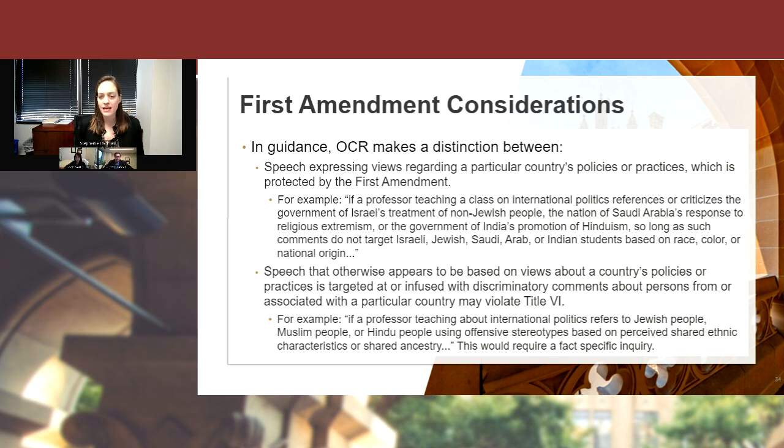OCR has guidance on this, and they make a distinction between speech expressing views regarding a particular country's policies or practices, which is protected by the First Amendment, and speech that appears to be based on views about a country's policies or practices but is targeted at or infused with discriminatory comments. So just looking at that, you see the difference between one that has discriminatory speech and conduct in it, and one that is protected by the First Amendment.